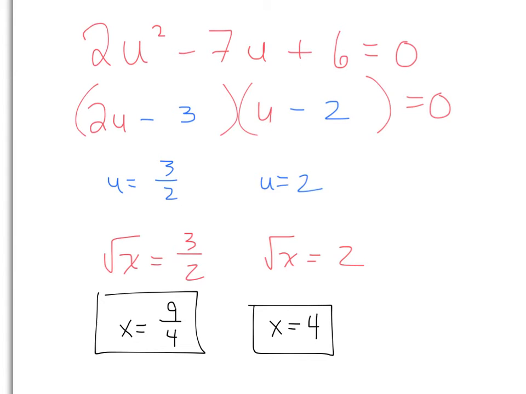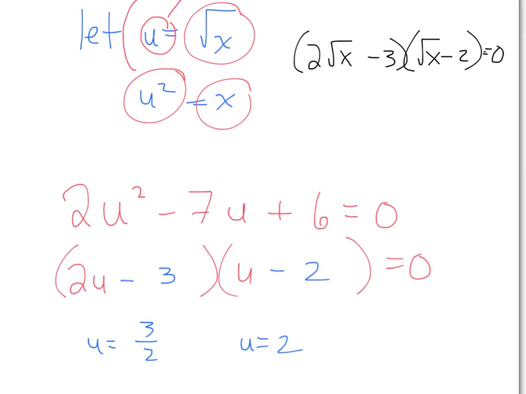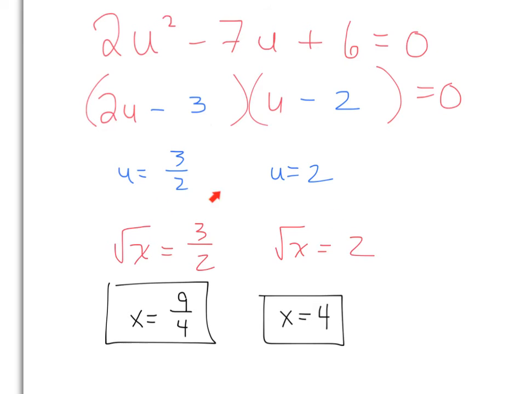Now, see the answers you got, 9/4 and 4? If you had recognized in the beginning the nature of this one, you could have written it like this. You could have written 2 root x, what was it, minus 3, right? And then minus 2, right? And then root x minus 2 equals 0. The same thing you have down here. See how these are the same things? As a result, over here you would have gotten radical x equals 3/2, radical x equals 2, which is really what we have down here.